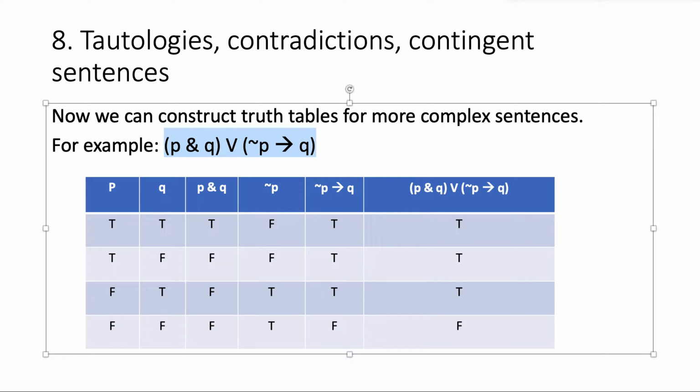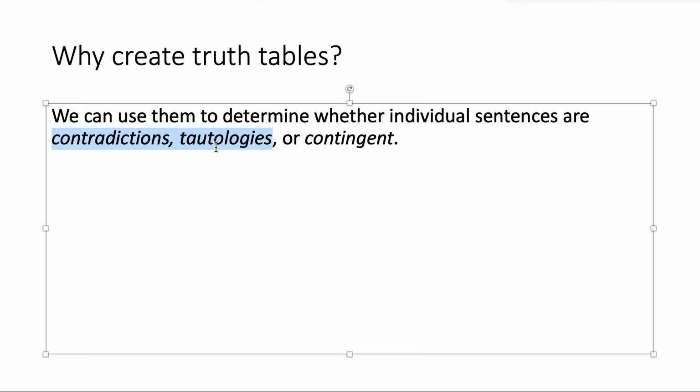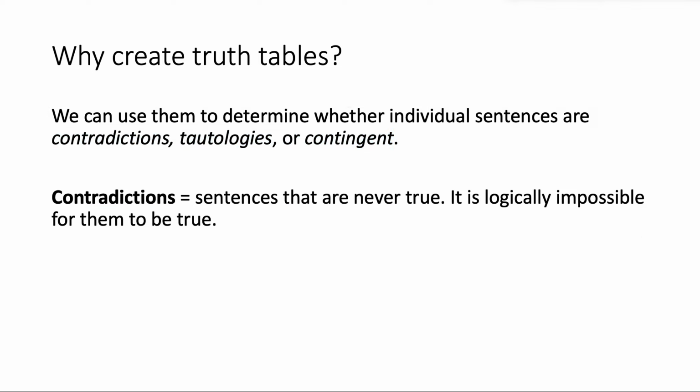Okay, so why is this helpful? Well, we can use a truth table to determine whether an individual sentence is a contradiction or tautology or a contingent sentence. So I'm going to tell you again what these sorts of sentences are. And this is something you need to remember, not just for the midterm, but for everything that's going to come after the midterm as well.